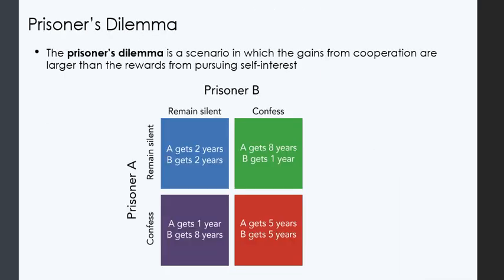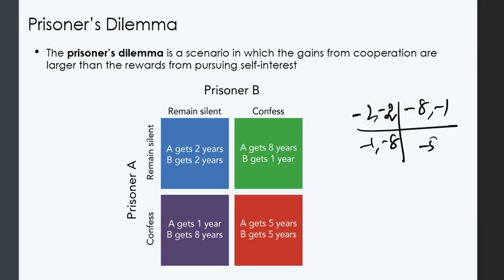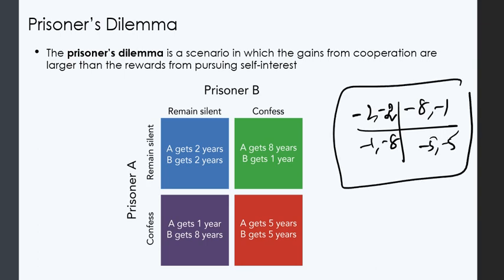Now the prisoner's dilemma is very important. Remain silent. The two prisoners are there. Let me just write it in an easier way. Minus 2, minus 2; minus 8, minus 1; minus 1, minus 8; minus 5, minus 5. These are all imprisonment years. So here the lowest value will be the profitable situation, isn't it? So this is the most profitable situation if they both are silent.